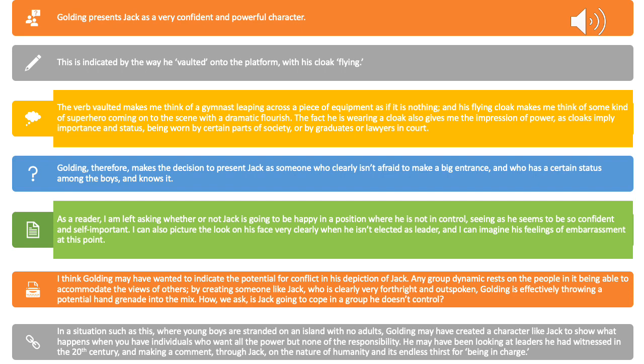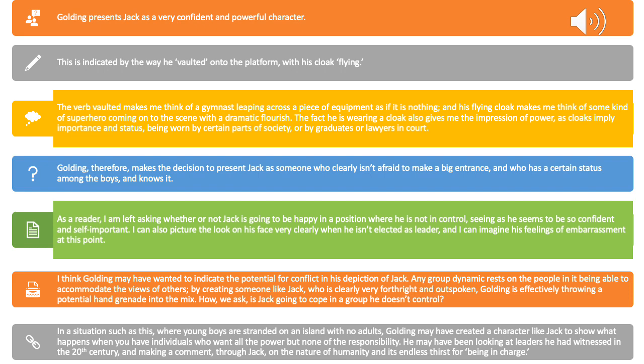And at the end, I'm linking to context now, so I'm trying my best to think, well, what's Golding seen in the world that's made him think I'm going to put someone like Jack into this novel? So I've said, in a situation such as this, where young boys are stranded on an island with no adults, Golding may have created a character like Jack to show what happens when you have individuals who want all the power but none of the responsibility. He may have been looking at leaders he had witnessed in the 20th century and making a comment through Jack on the nature of humanity and its endless thirst for being in charge. So again, that's completely unique to me. It's just what I think.